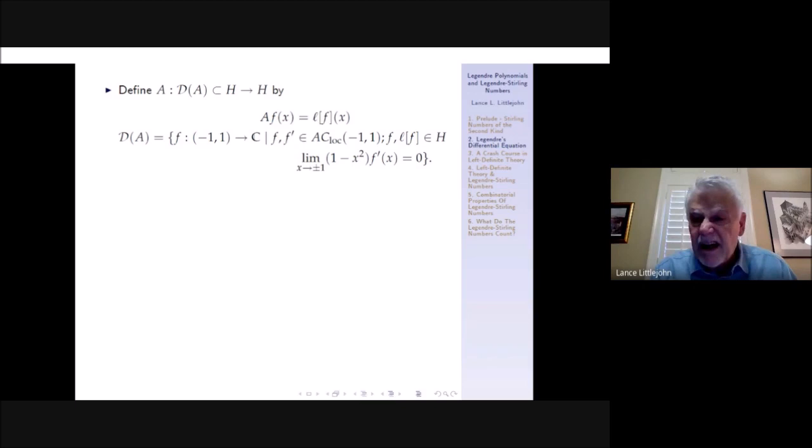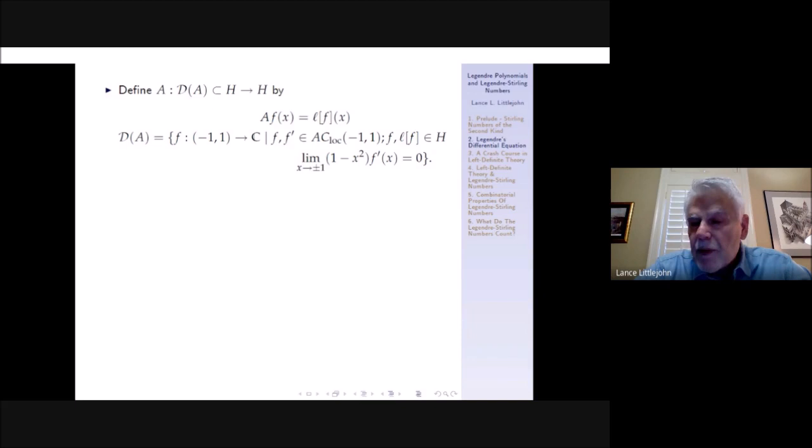I'm going to define an operator from L2 into L2, and the operator is just going to be my Legendre expression. So A of F, you just plug F into your Legendre expression. Now, the domain of A is going to be all complex-valued functions on minus 1, 1 such that F and F prime are locally AC on the interval minus 1, 1, and I need F and L of F to belong to L2. Plus, I need these boundary conditions to be satisfied: as X approaches plus or minus 1, 1 minus X squared times F prime approaches 0.